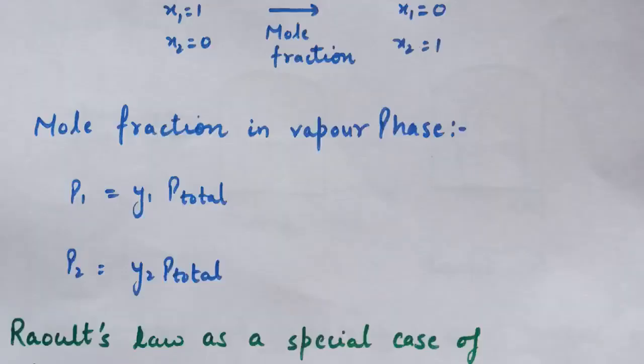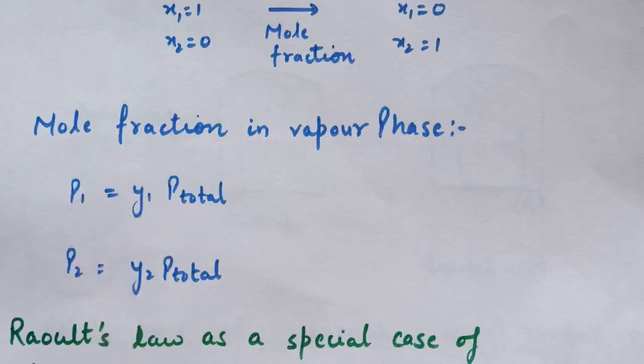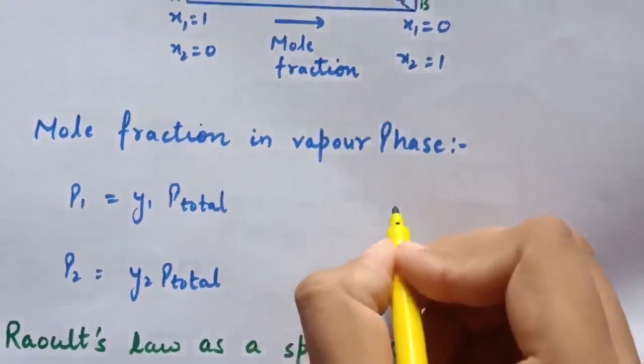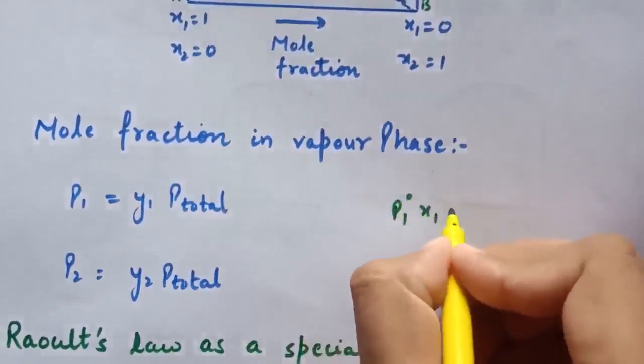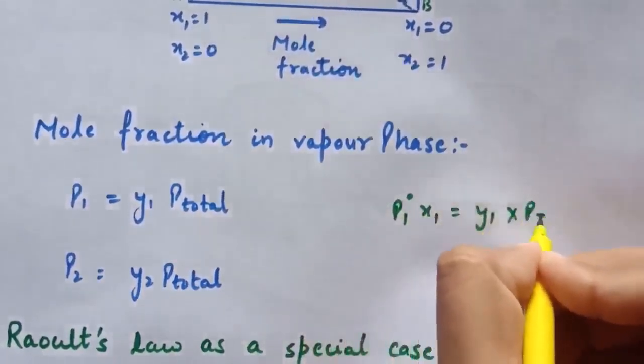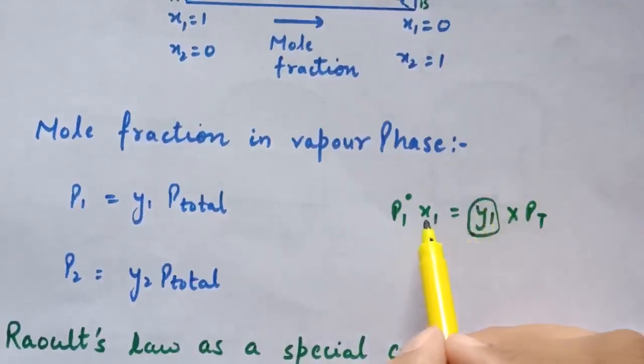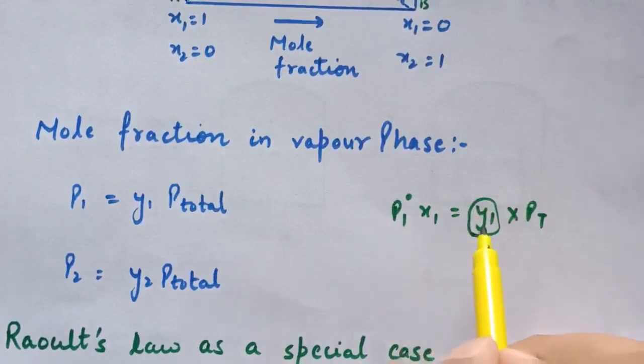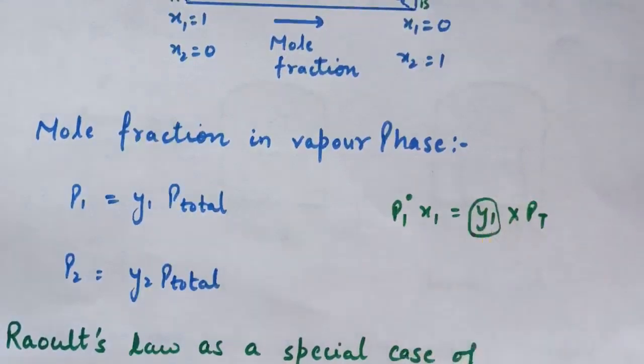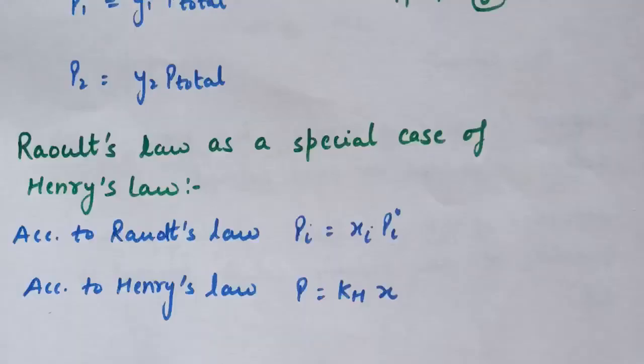Second thing is, if you want to calculate the mole fraction in vapor phase, then P1 equals Y1 into P total. This Y1 is the mole fraction in vapor phase and P1 is the partial vapor pressure. So we can write P1 equals P1 naught into X1 equals Y1 into P total. From here we can calculate the mole fraction in vapor phase. X1 is the mole fraction in solution and Y1 is the mole fraction in vapor phase. So from here we can calculate the mole fraction in solution as well as in vapor phase.